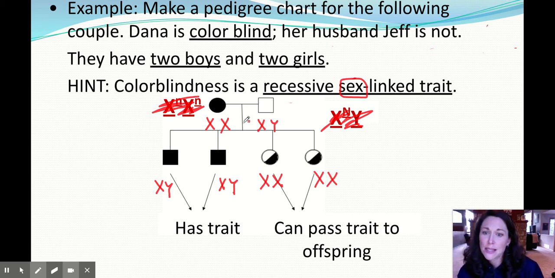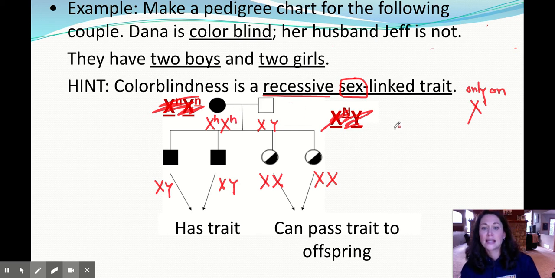So if I go back up to the description up here, it says Dana is colorblind, and we've colored her in. And remember that colorblindness is a sex-linked recessive trait, which means it's only on the X chromosome. So just as a reminder, when we're filling out pedigrees that are sex-linked, these are genotypes that are only on the X chromosome. So if mom has the disorder, she is going to have to be X little n, because the only way she can have the disorder is to have 2 recessive copies.